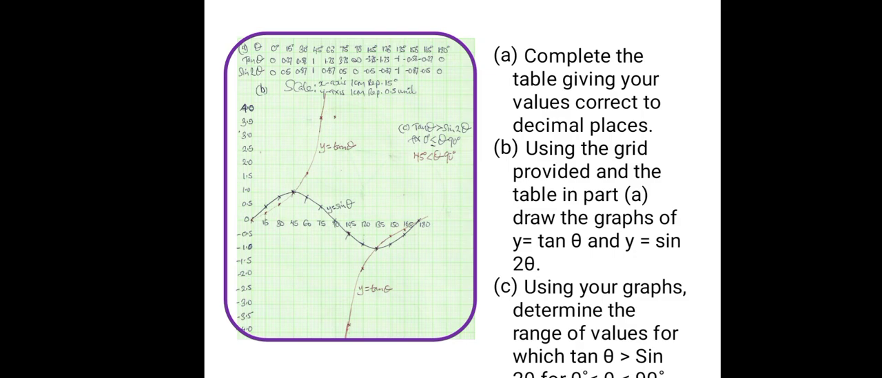Using your graphs, determine the range of values for which tan θ is greater than sin 2θ for values of θ between 0 degrees and 90 degrees.